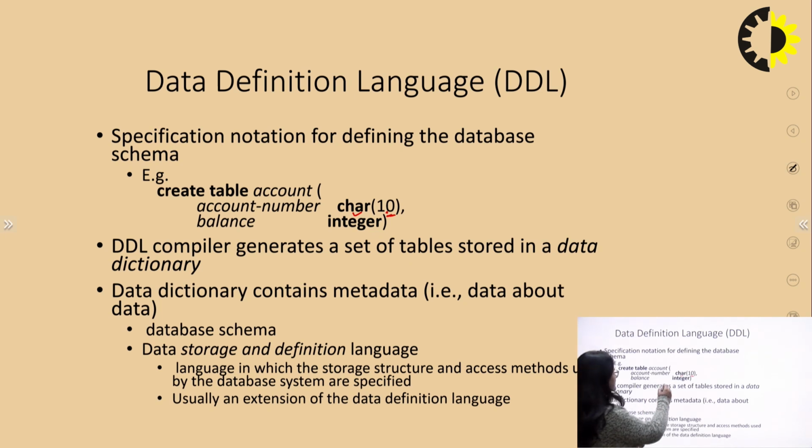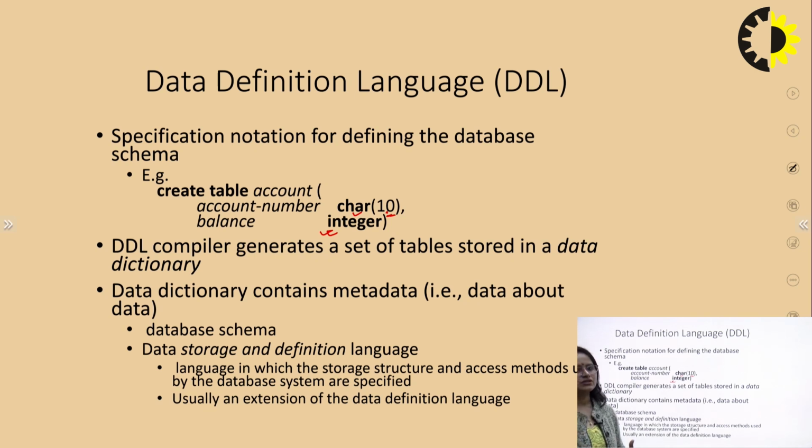Balance is an integer. When we are going to create a table and define an attribute as an integer, the data size is not so mandatory there. This is an example of data definition language; create is a data definition language command. Then the DDL compiler generates a set of tables stored in the data dictionary. So what is a data dictionary? It is data about data, metadata. The data dictionary contains metadata, information about the data.